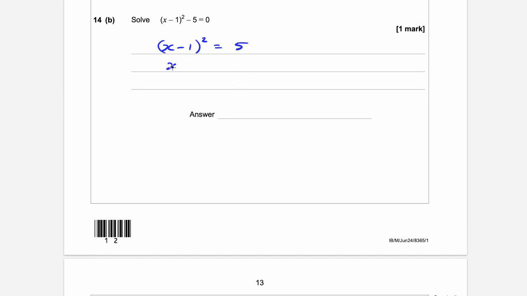Square root both sides, x minus 4 equals the square root. Now it's plus or minus, and therefore x is equal to 4 plus or minus the square root.